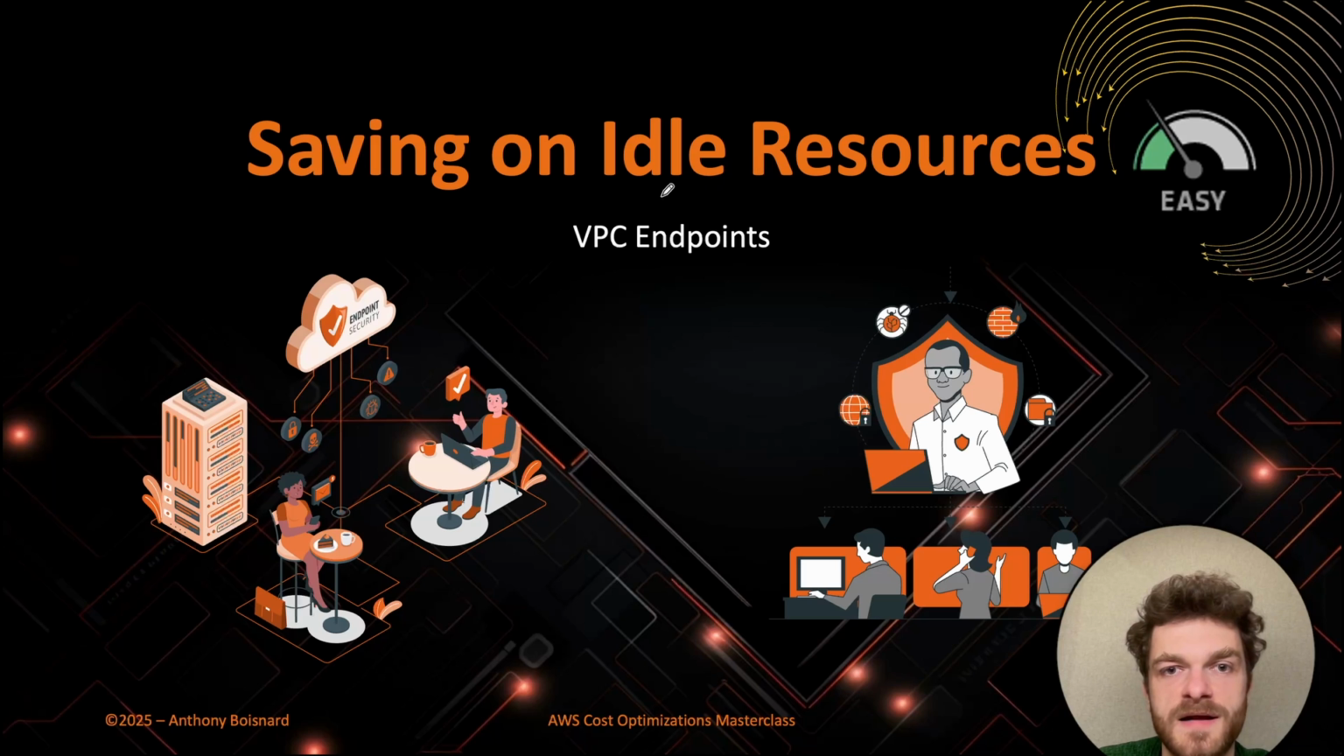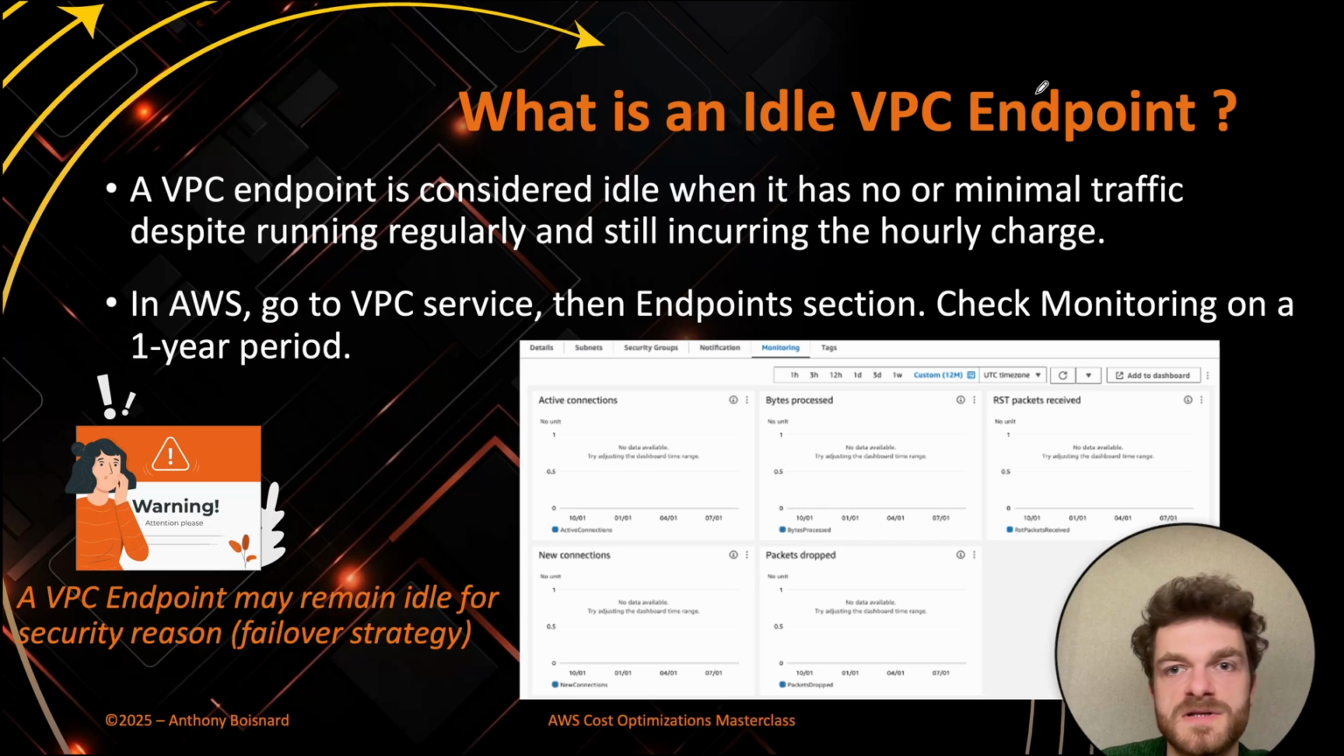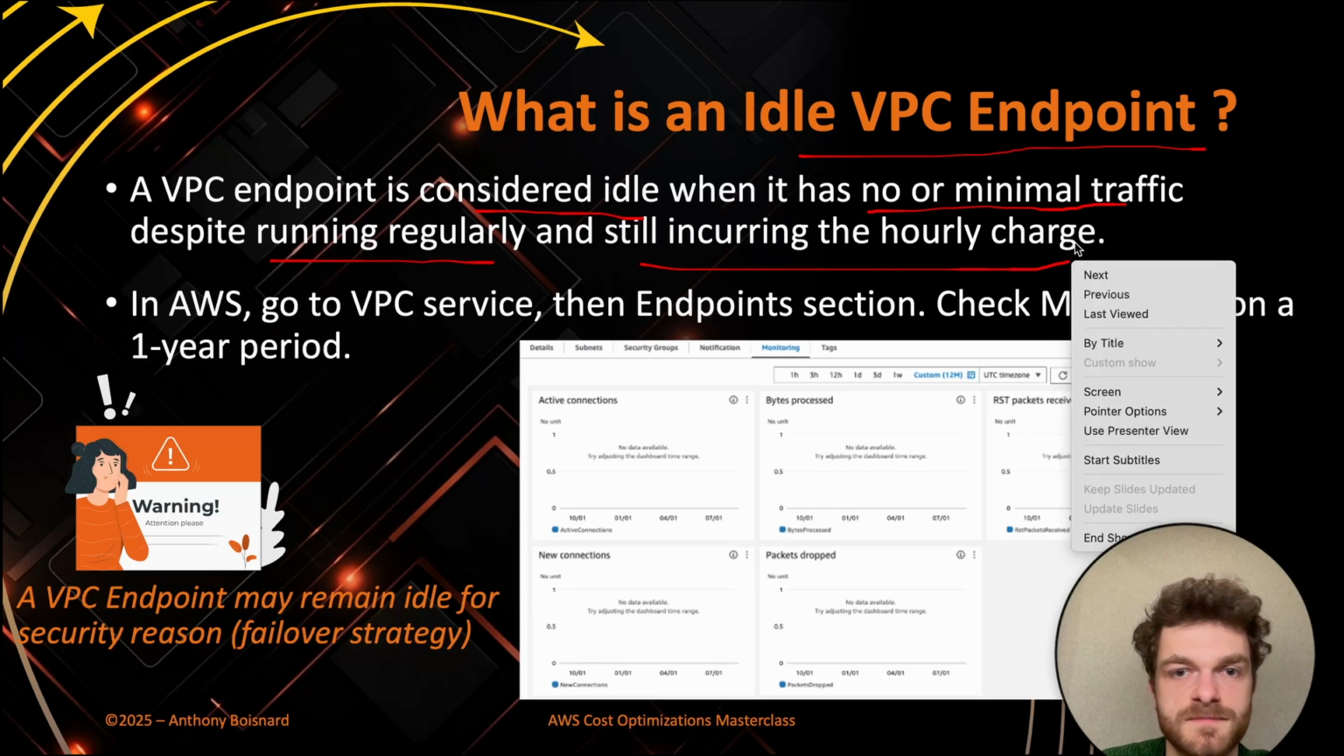Hey, let's talk about idle resources and specifically VPC endpoints. As usual, for idle resources, the implementation effort will be minimal, which means it will be easy to save. So first, what is an idle VPC endpoint? It's considered idle when it has no or minimal charge, despite running regularly and still incurring the hourly charge.